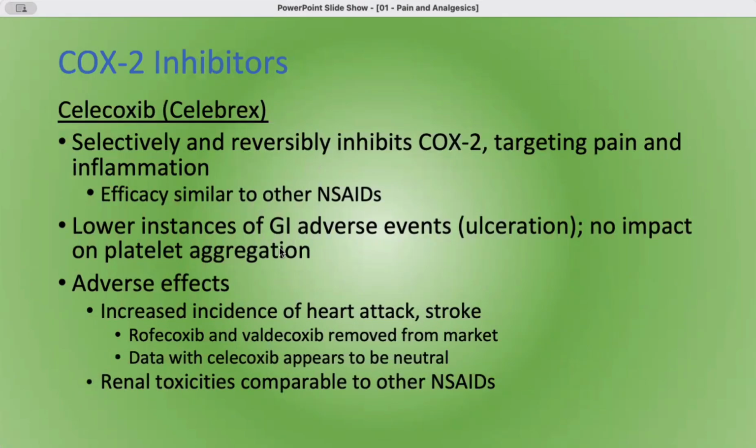But in theory, the advantage of COX-2 inhibitors is that they are selective and reversible inhibitors of the inducible enzyme COX-2. So that would target pain and inflammation without, in theory, affecting, in particular, the GI prostaglandins that are involved in the protective effects on the stomach lining. And in practice, that is true. We see less GI ulceration with Celebrex than with other NSAIDs. And so that makes it suitable for long-term use. The renal toxicities, however, are still comparable to other NSAIDs. Right, so that is Celebrex.